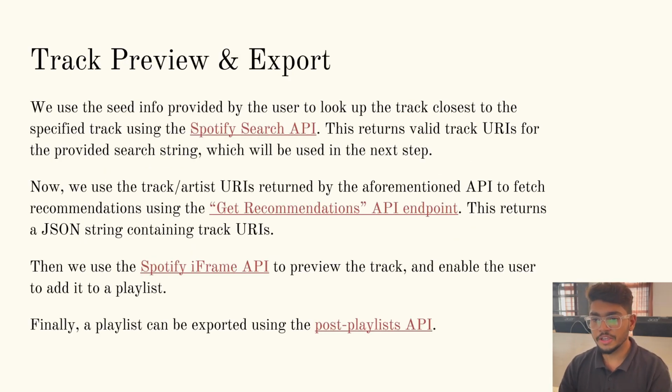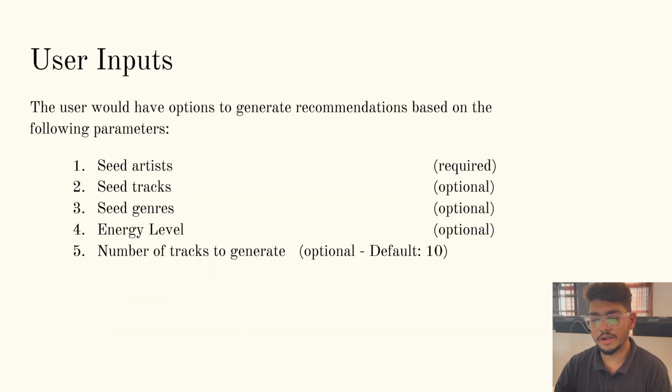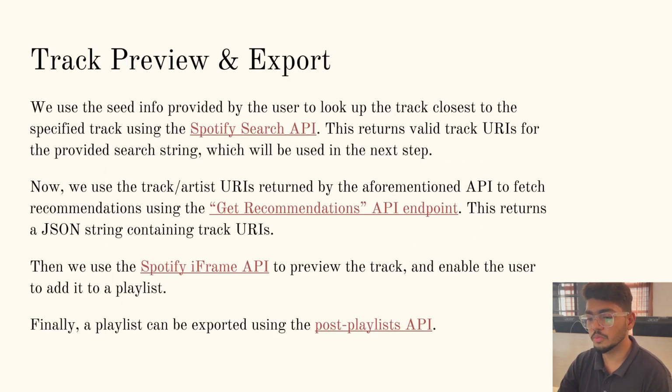So we use the seed info provided by the user to look up the track closest to the specified track using the Spotify search API. This returns valid track URLs for the provided search string, which will be used in the next step. Now we use the track and artist URIs returned by the API to fetch recommendations using the get recommendations API endpoint. This returns a JSON string containing track URIs. Then we use the Spotify iframe API to preview the track and enable the user to add it to a playlist. Finally, a playlist can be exported using the playlist API.